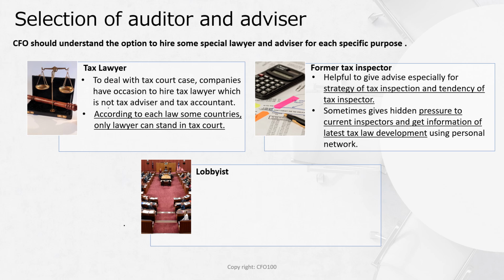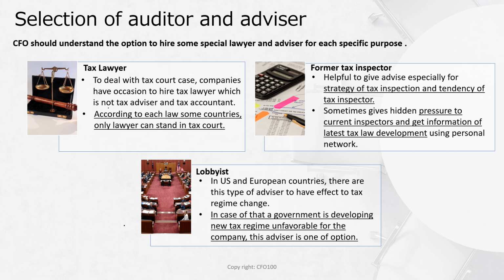Those people put pressure on lawmakers. Regarding tax regime change, the government and the lawmakers are trying to set up new tax regulations, which are not always favorable for the companies. The lobbyist is one of the options to put pressure to change the direction of the parliament. It seems to be illegal, but in some European countries and the US, there are offices that do this business in line with the rules and regulations.